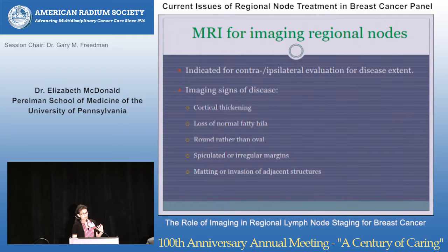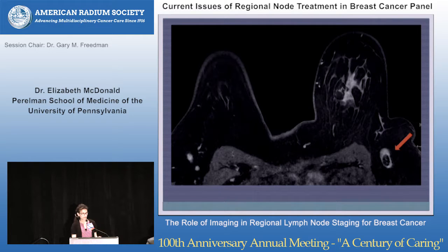So on MRI, though, sometimes we will notice that the axillary lymph nodes are big. We may notice internal mammary lymph nodes are big. Signs of disease, same as with the ultrasound: cortical thickening, loss of normal fat, a change in shape, spiculated margins, or matting of internal structures.